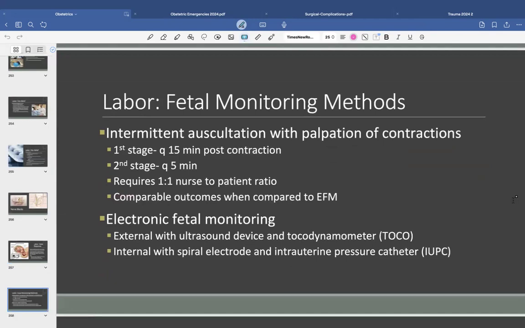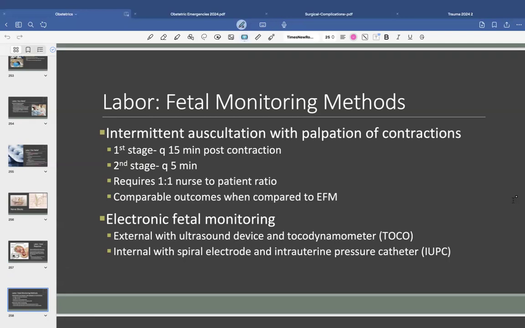So basically, this requires a nurse. This is a 1-to-1 ratio of nurse to patient. And the nurse is going to listen, usually with either a specialized stethoscope or a fetal Doppler. At the same time, they're going to be palpating the mother's abdomen to assess the strength and frequency of the contraction. So in the first stage, you are checking about every 15 minutes after the contraction. In the second stage, you're checking about every 5 minutes.